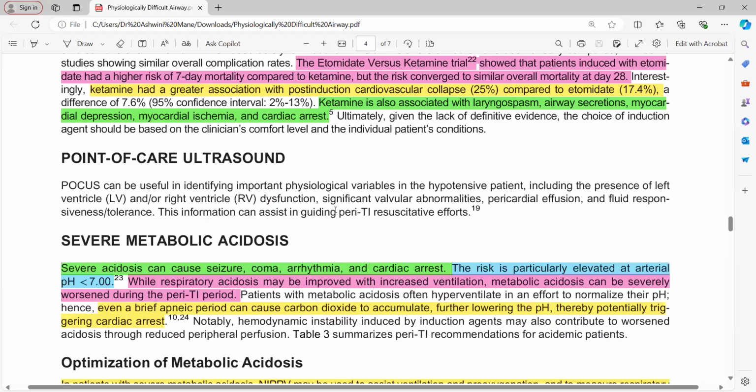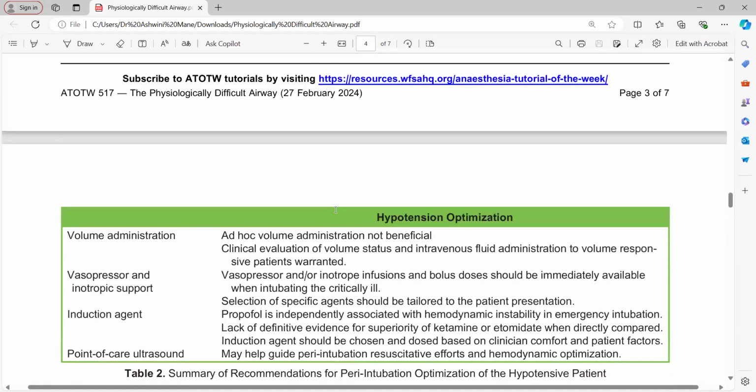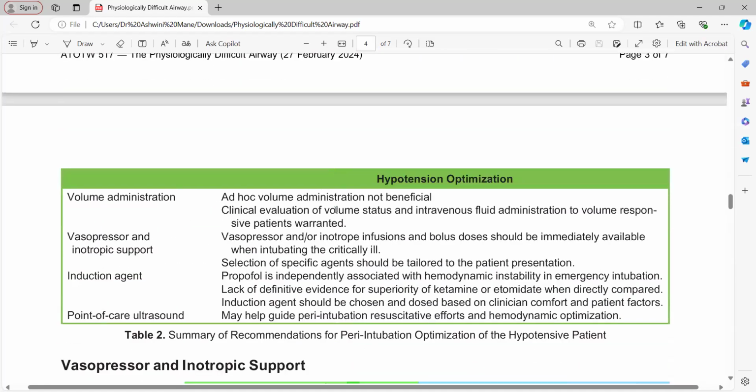With the help of POCUS, we can identify the important physiological variables in hypotensive patients, including presence of left ventricle or right ventricle dysfunction, significant valvular abnormalities, pericardial effusion, fluid responsiveness, and tolerance. So this is the table. In this table, they have summarized the recommendations of how to deal with hypotension.